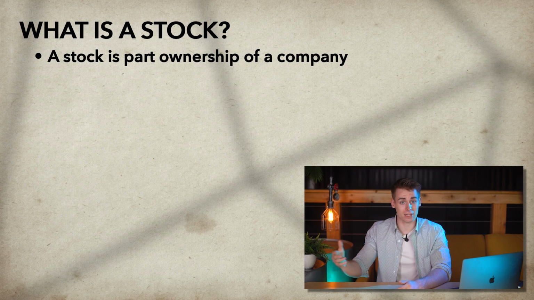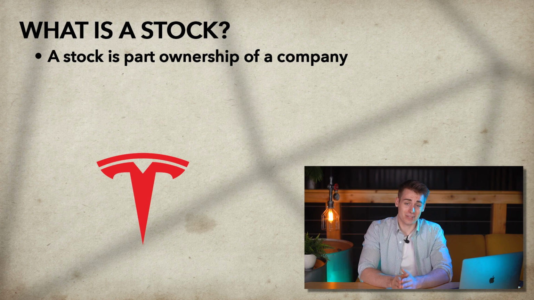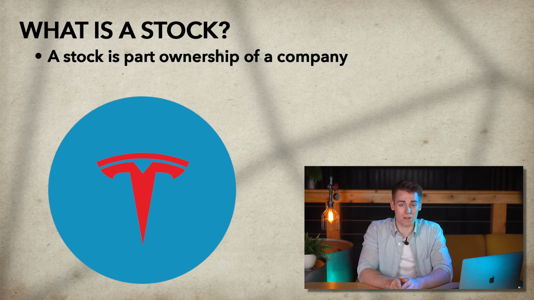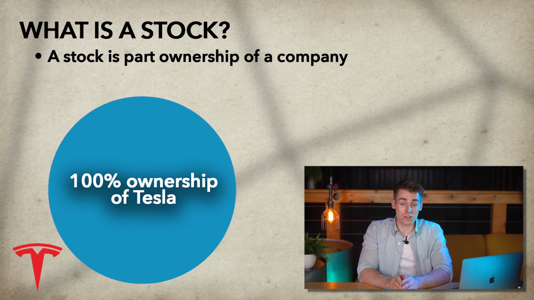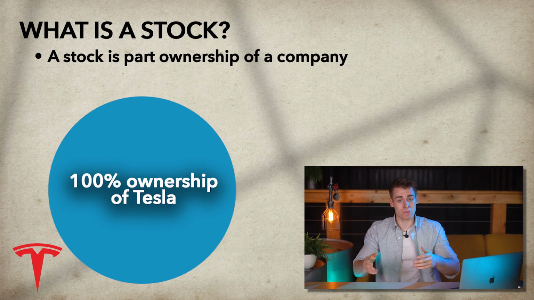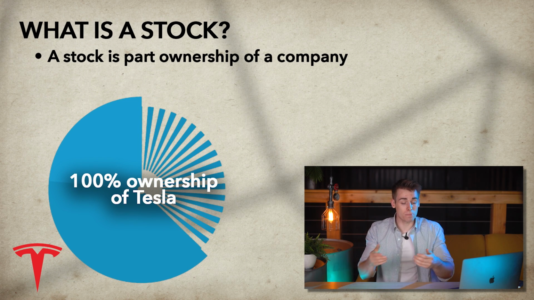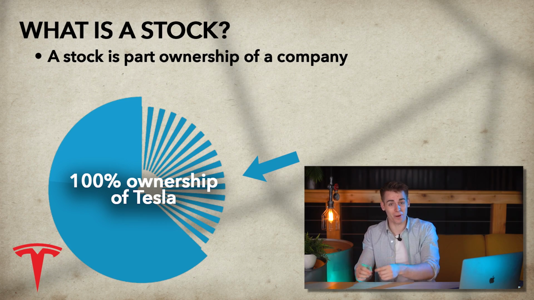So let's take it to a company like Tesla, for example. Tesla is an electric car company. This circle right here represents 100% ownership of the Tesla Motor Company. By issuing stocks to the public, you and I, Tesla is, in a sense, splitting up ownership of its company. If you buy a stock, you are indeed becoming part owner of Tesla.